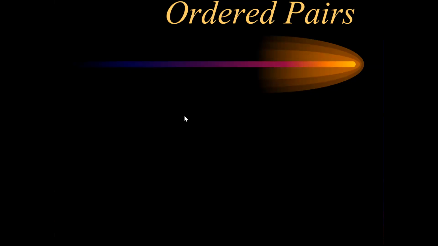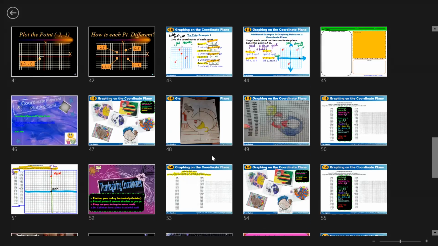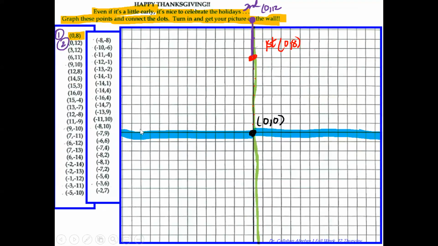All right, you guys. Next part, I want you guys to go ahead and take a look at this. So in the spirit of Thanksgiving, I want you guys to plot these points. And when you're done plotting them, they will give you a picture of something related to Thanksgiving. So the first point is (0, 8). So I go to 0, up 8. There's my first point. The second point is (0, 12). Start at 0 again, go all the way up to 12. And then you just connect the dots.